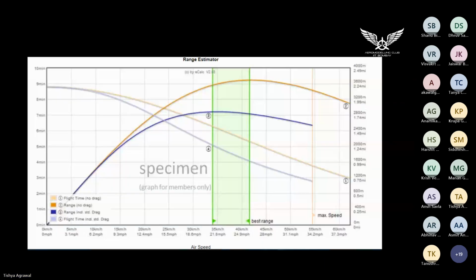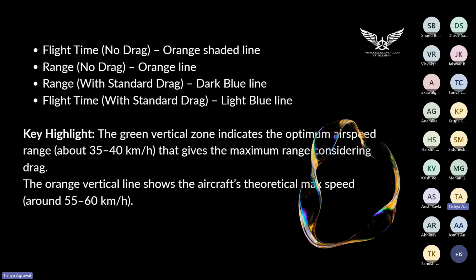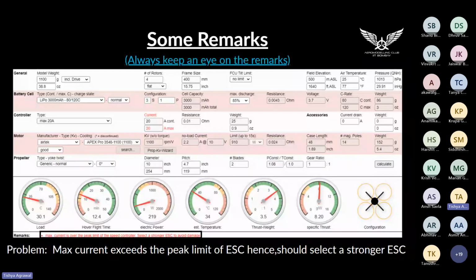So yeah, last but not least, we must always keep an eye upon the remarks, because sometimes if we are not able to figure out what the proper specs of the drone should be, reading the remarks itself might just solve the majority of the problems that we might be facing. For example, the remark in this states that the maximum current is over the peak limit of the speed controller, and hence we should select a stronger ESC to avoid damage. So if you're quite confused about what should be done, like where the error is coming from, simply reading the remarks might just solve our problem.